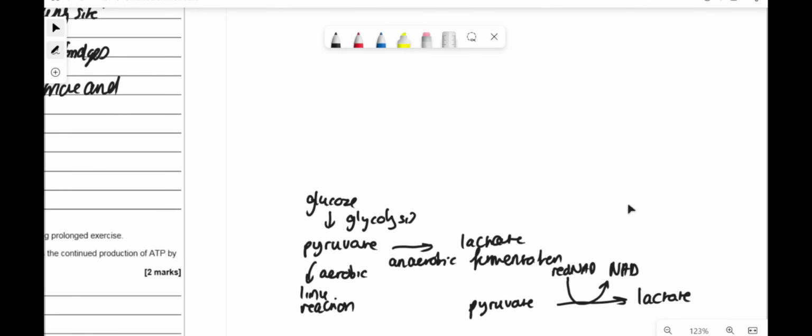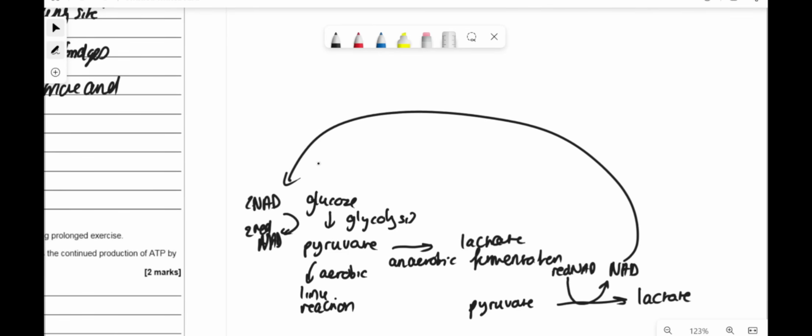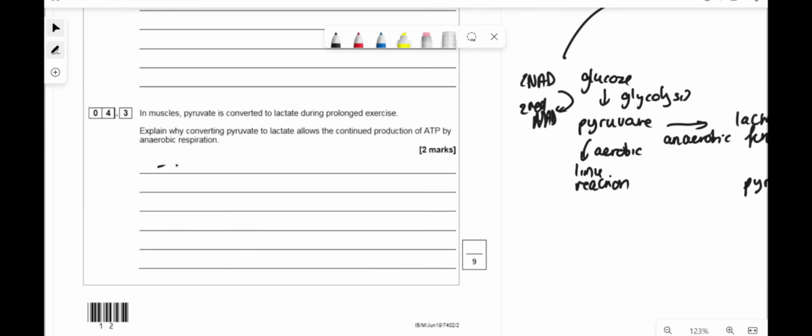Why is this important? Well, in glycolysis, I should have mentioned before, sorry, one of the things you get is two NADs becoming two reduced NADs. So this step is needed for the conversion of glucose into pyruvate, which then is converted to lactate. And you can see that this lactate regenerates NAD, which comes back here and continues the cycle. Why is this important? Well, it regenerates NAD, so glycolysis continues.